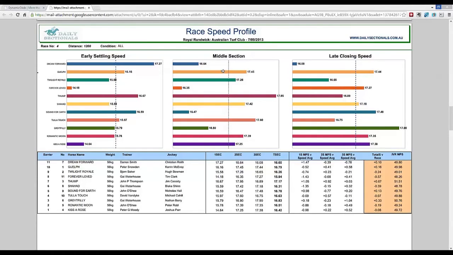And then we look at the late closing speed. Again, Guelph profiles very, very strongly, well past the line.